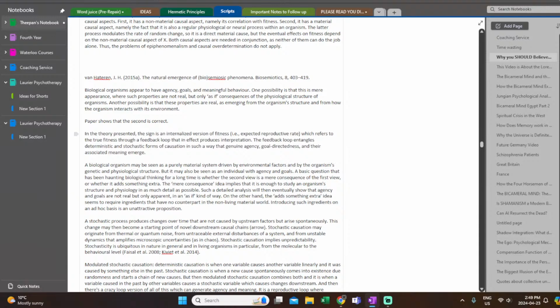So the feedback loop, he creates this loop within a biological organism that entangles deterministic and stochastic forms of causation. Deterministic forms of causation, hopefully that's clear by now. Stochastic just means random, probably random in a more formal context, but still random, like unpredictable. And when you create this loop that involves deterministic and stochastic factors, you can produce an organism that appears to have agency, but also probably does have agency because agency is an emergent phenomenon from this system, goal-directedness, and their associated meaning.